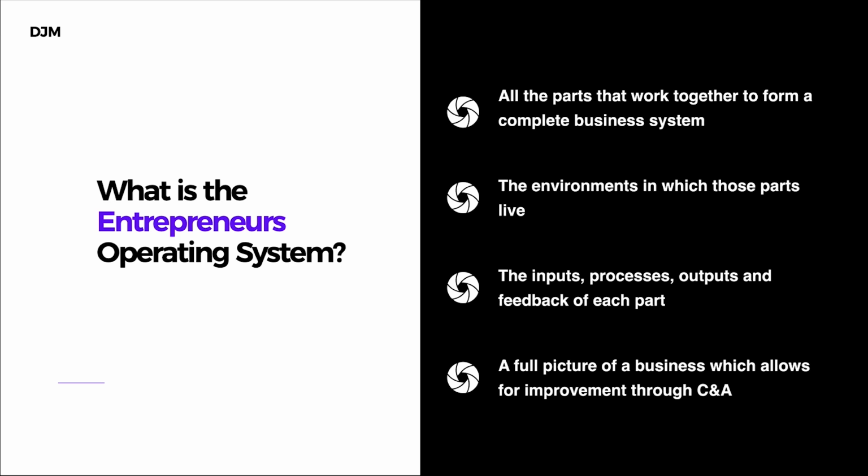Then it's the inputs, processes, outputs, and feedback of each part. Each part of the system has inputs, processes, and outputs, and then each one of them gets feedback for improvement. And then it's a full picture of a business, which allows for improvement through cause and effect.